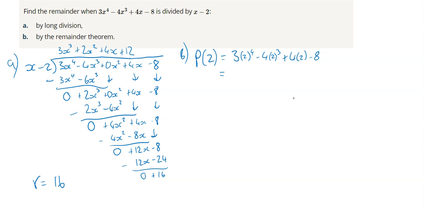2 to the power of 4 is 16. 16 times 3, I don't know, let's just go like that because it might cancel out. This is 4 times 2 to the 3, 4 times 8, which is the same as saying 2 times 16. That's 2 times 16 plus 8 minus 8. So they cancel out, that's fun. And then I've got 3 times 16 minus 2 times 16, which is going to give me 16 left over.